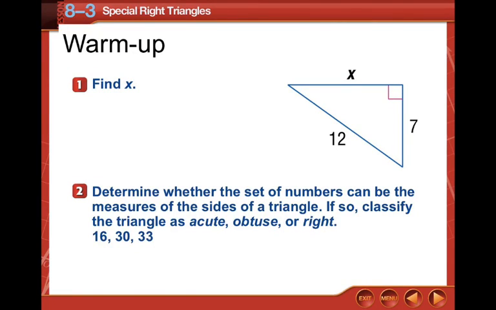Alright, so here's our next section. This is all about special right triangles. So let's jump into this warm-up, get this video done.